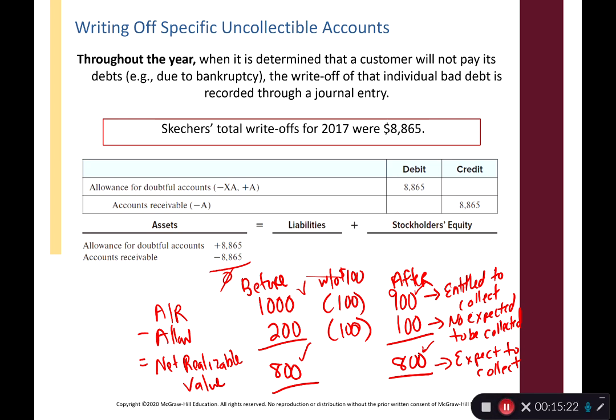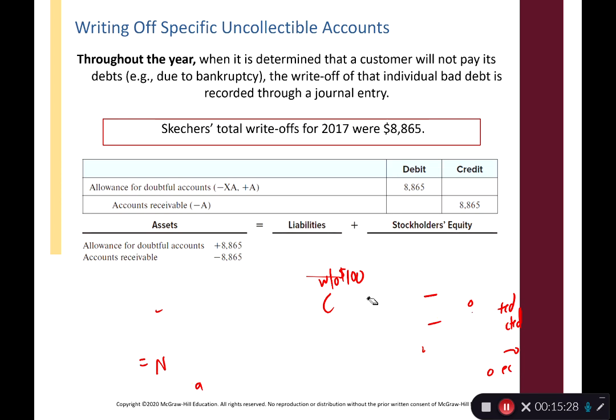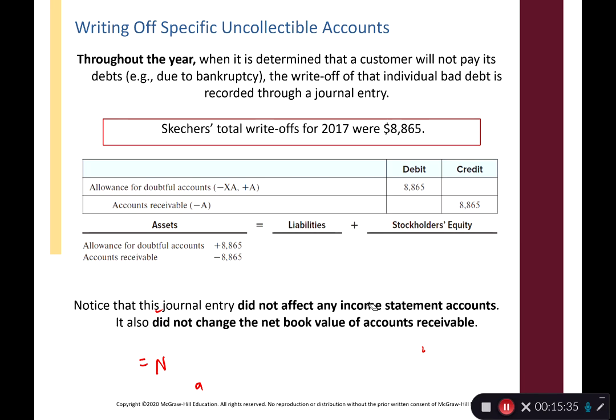So again, I'm going to erase this real quick. So when I click the button, you can see what shows up, which is the point I previously made, which is that the journal entry does not affect any income statement accounts. And it doesn't change the net book value of our receivable. So again, write-offs do nothing except eliminate hope. That's extremely important to get used to.